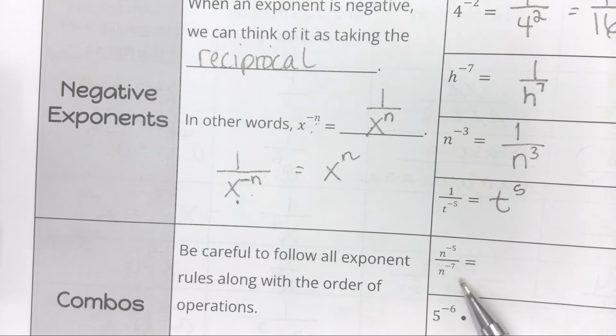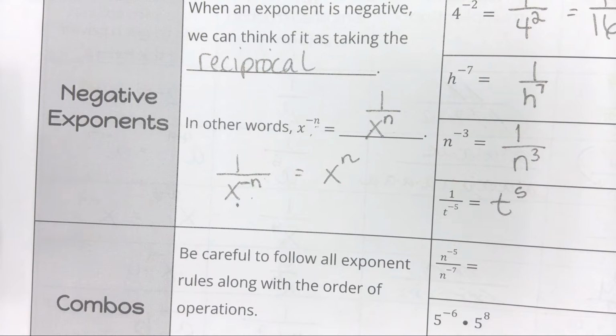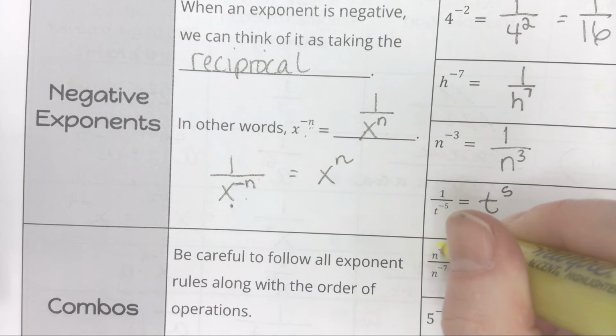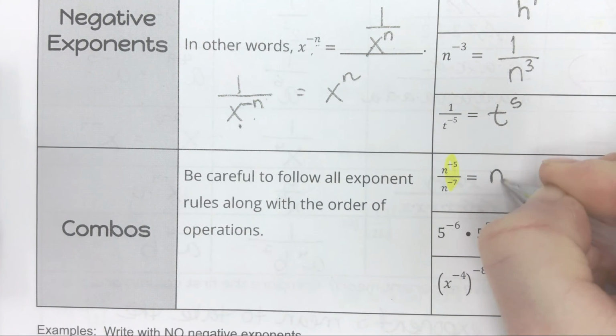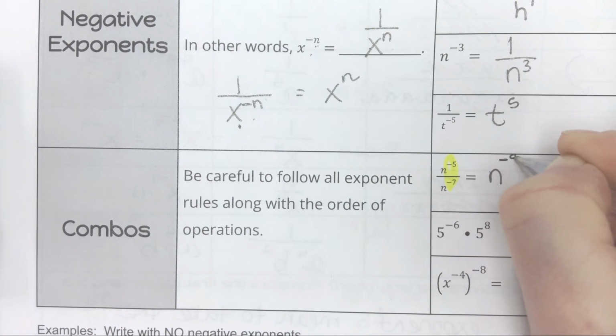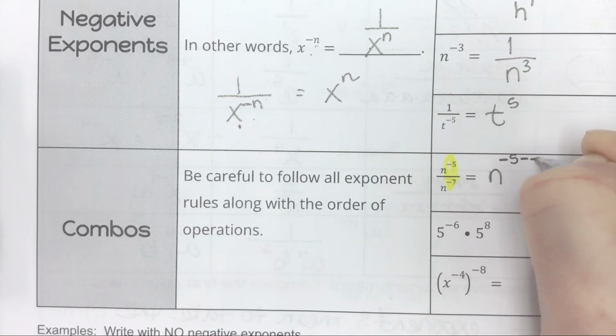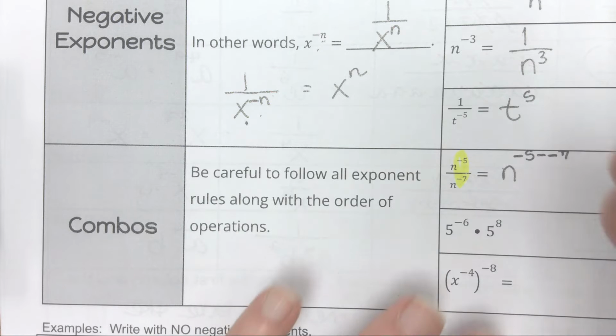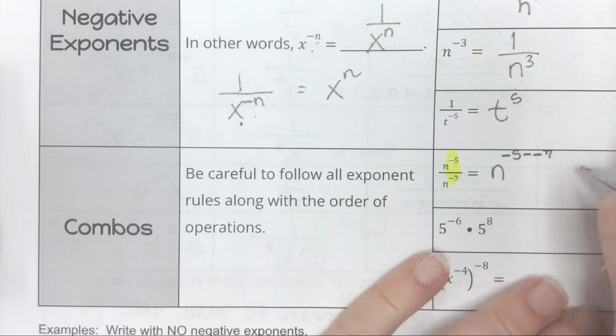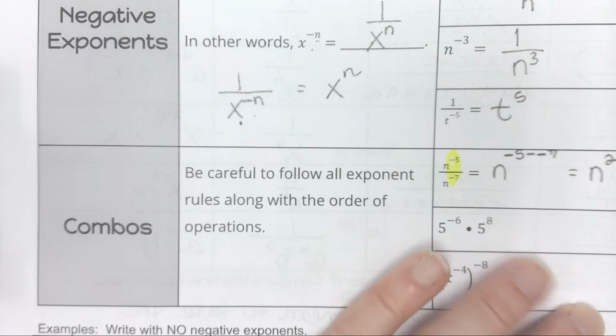Even my pre-calculus students get this wrong. What's the rule for this? What do I do with those exponents? Subtract them, right? So I'm going to do that rule first, but what I want to point out to you is if I did -5 minus a -7, what does that mean? It means -5 plus 7, doesn't it? And -5 plus 7 is 2. That would just be n to the second.